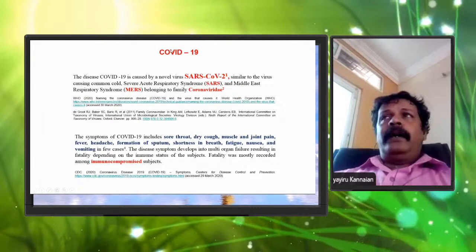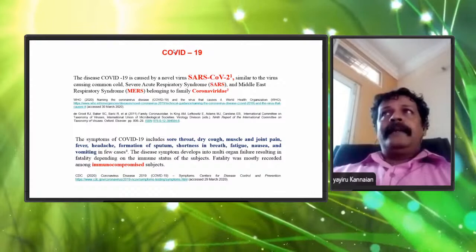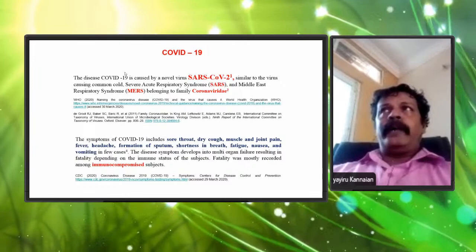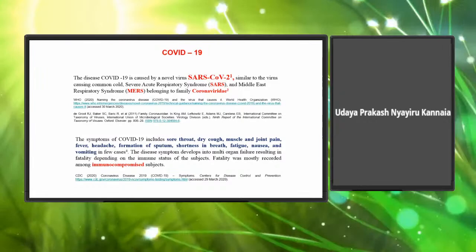worldometerinfographic.com. The disease COVID-19 is caused by the virus SARS-CoV-2, but they named it 2 as it is a novel virus. So SARS-CoV-2 is the disease-causing virus, which causes the disease called corona. Previously, SARS and MERS, everything belongs to the family Coronaviridae.